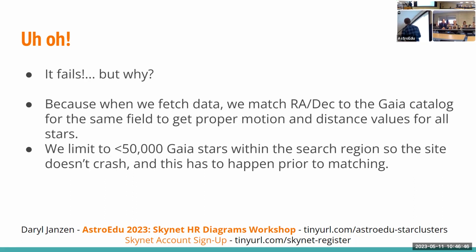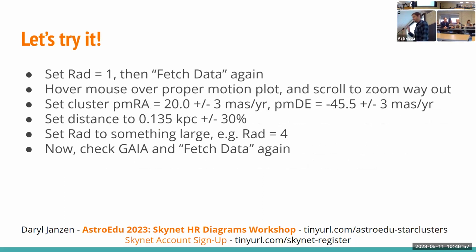So we have a limit set to 50,000 Gaia stars, because otherwise you get more than 50,000 points on that tool. And so the way to use this tool properly is setting the radius to something less, and a radius of 1 actually works. So set the radius to 1 and click fetch data again.